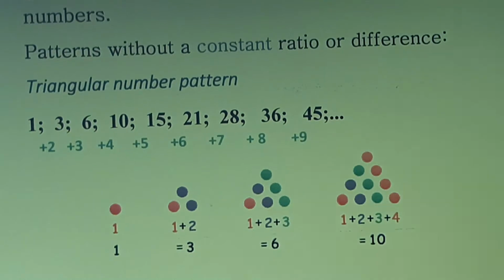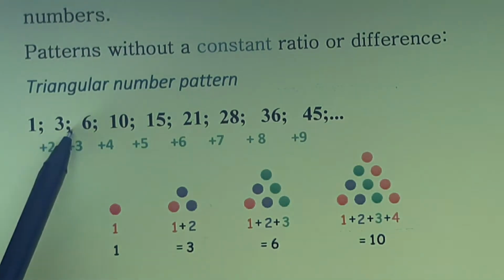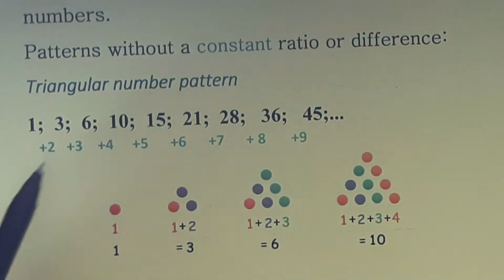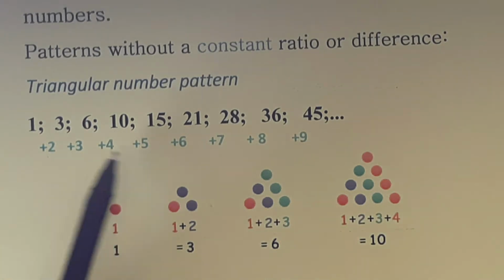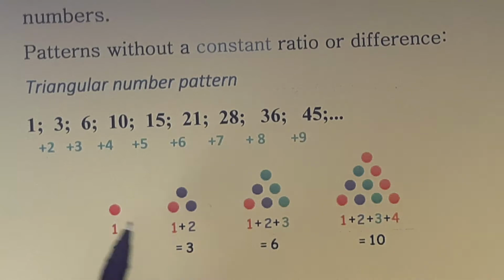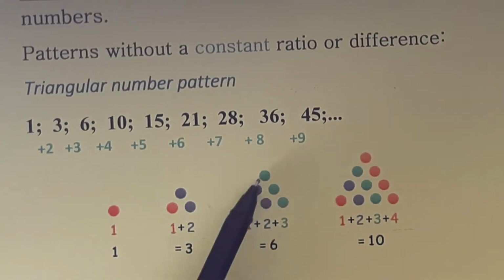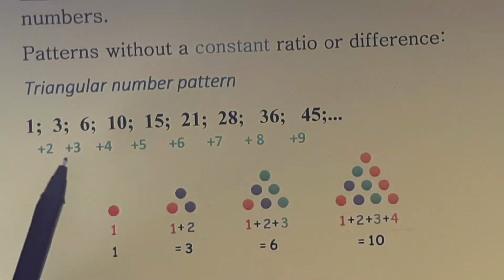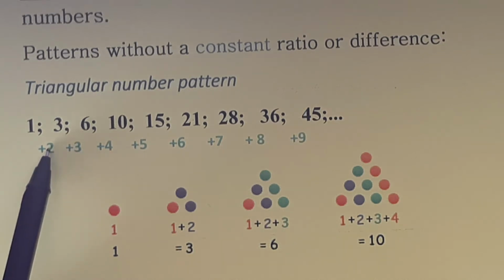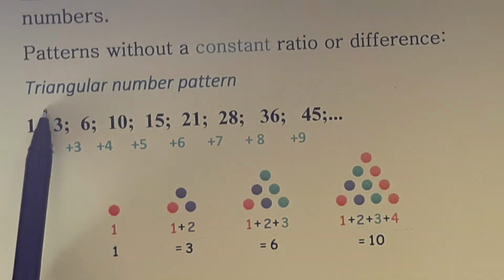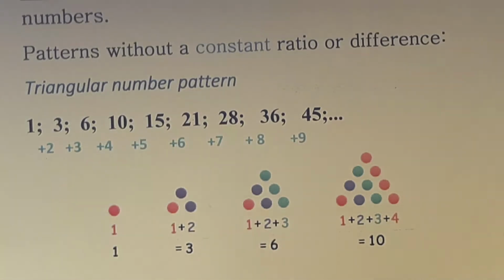If you look at this one, it will be 1, 3, 6, 10. So you add plus 2, plus 3, plus 4, plus 5. It starts with 1, and then you add 2, and it makes a triangle. Then you add 3, it still makes a triangle. You add 4. So every time you add 1 more than what you added to the previous term, and you call that your triangular number pattern.